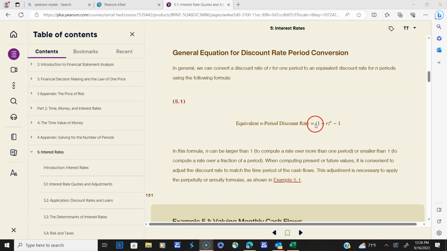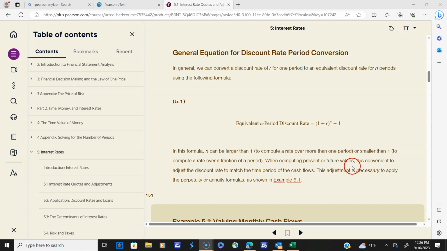And all it is, the equivalent n-period discount rate is 1 plus R raised to the number of periods, minus 1. So the important point is, you see what it says. In this formula, n could be larger than 1 to compute a rate over more than one period, or smaller than 1 to compute a rate over a fraction of a period. So this could be a lot smaller or larger than 1.